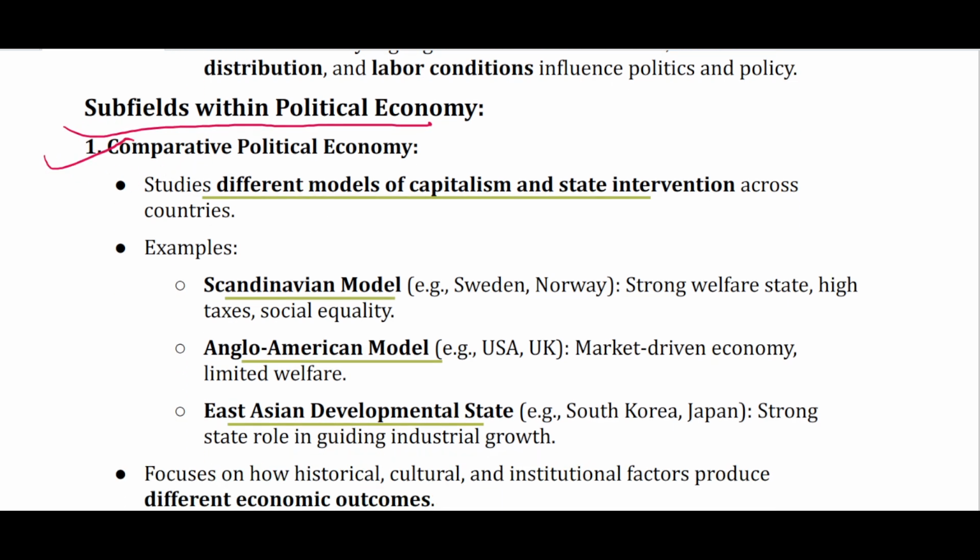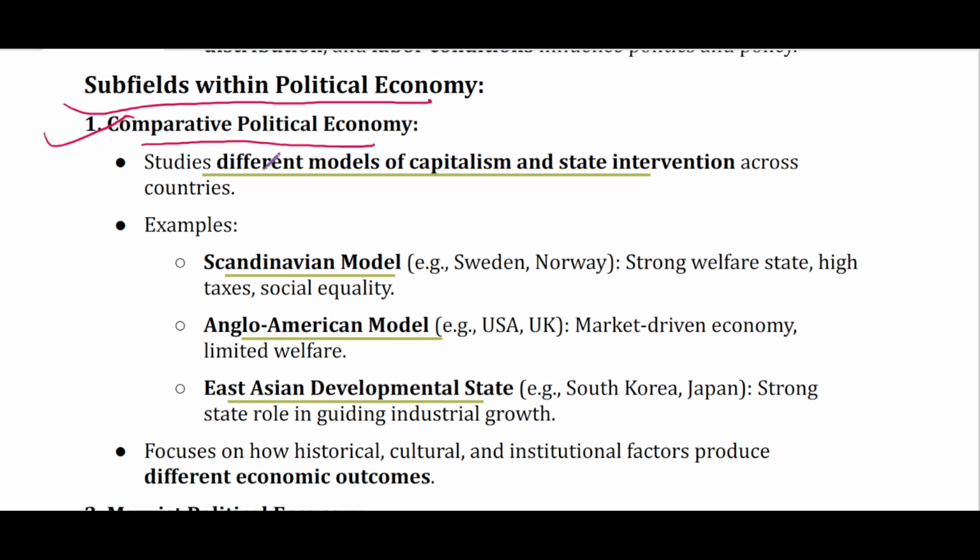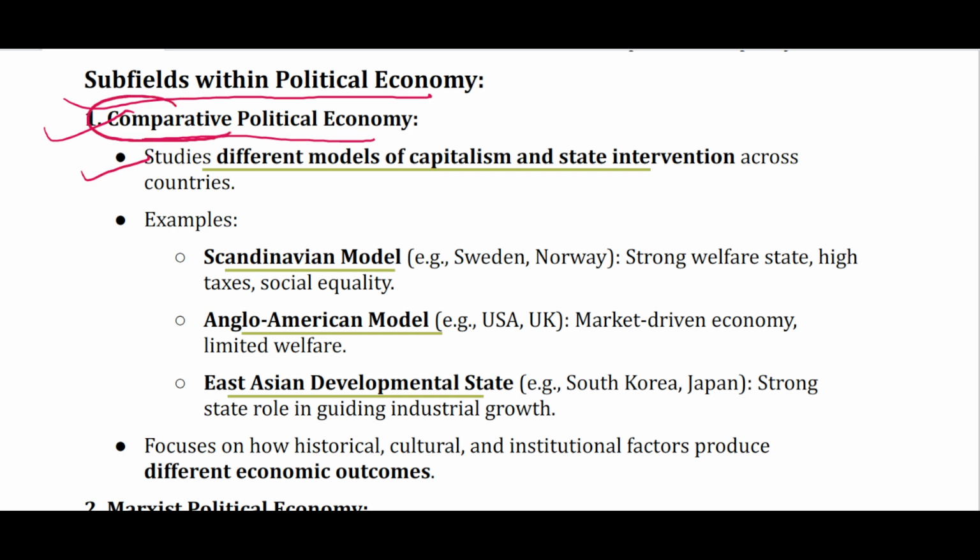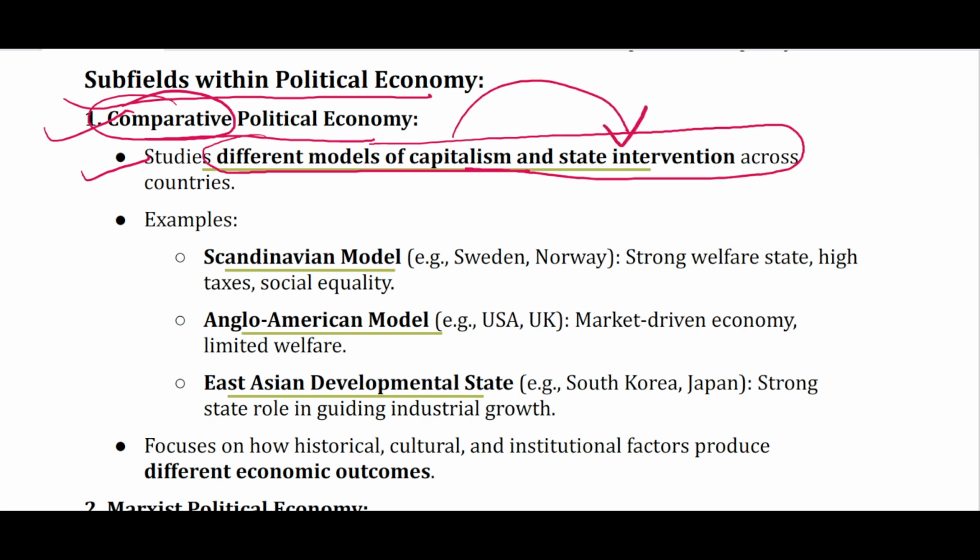The first one is comparative political economy. So as the name suggests, it compares different models of economic systems and the political outcomes they lead to in different countries. I say it again, comparative political economy compares different models of economic systems and the political outcomes they entail in different countries.